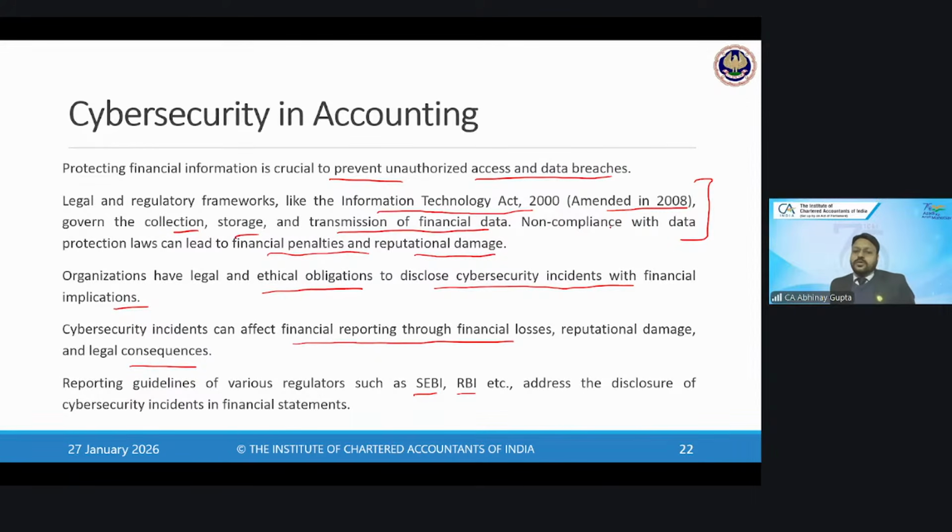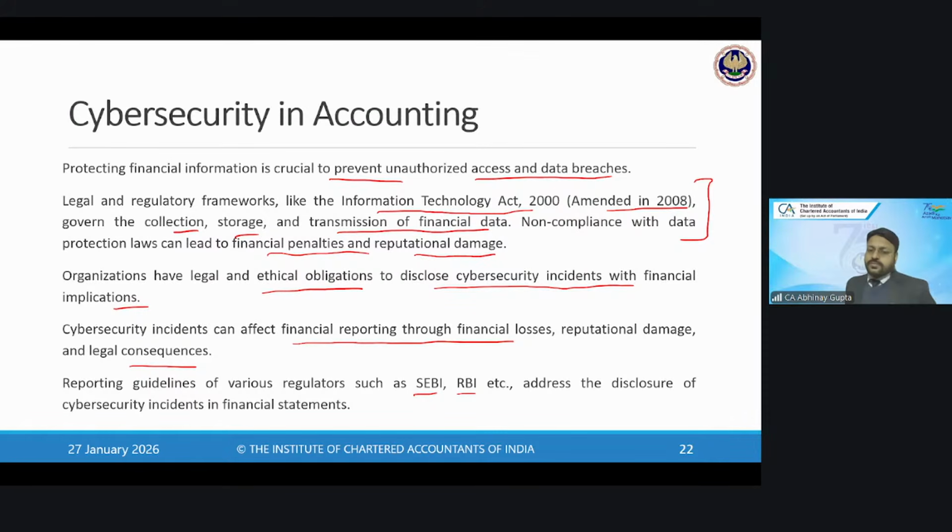So, the listed companies are governed by the SEBI rules. Yes, sir. And one of the most talked about requirements is that if there is any loss of financial information which was not yet made public, then it is a very serious issue on the part of the company, right?